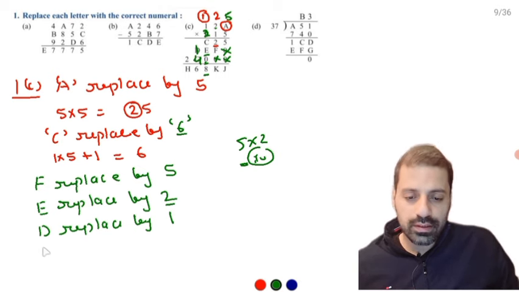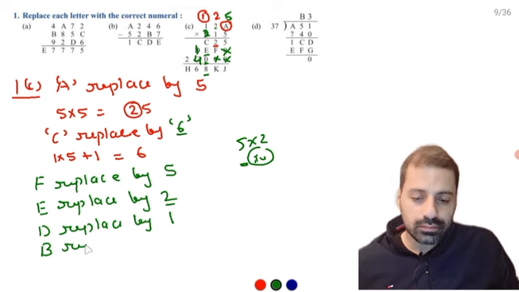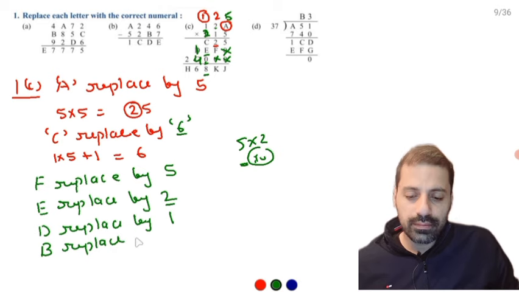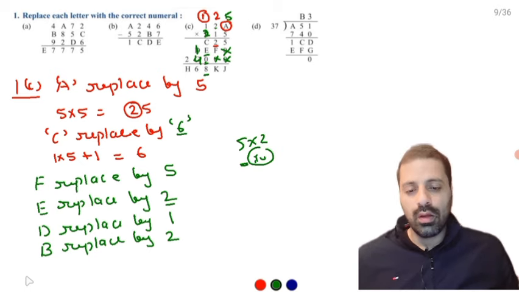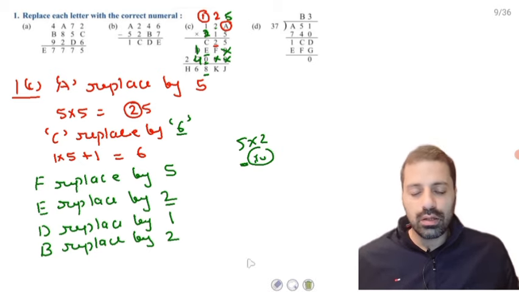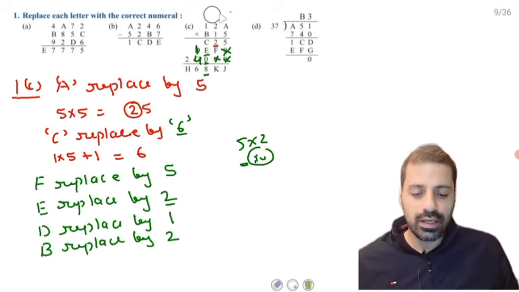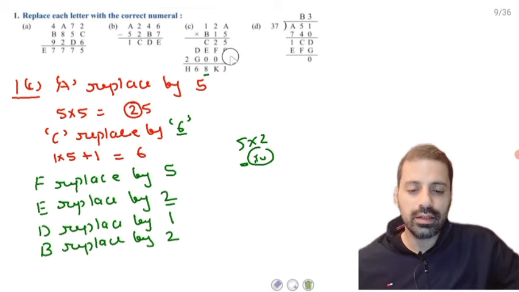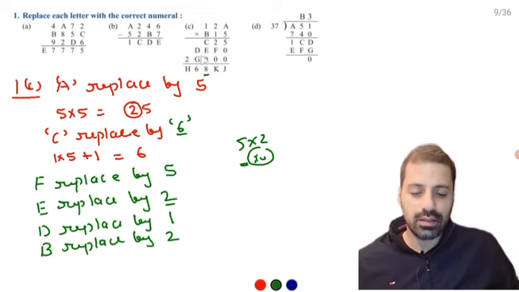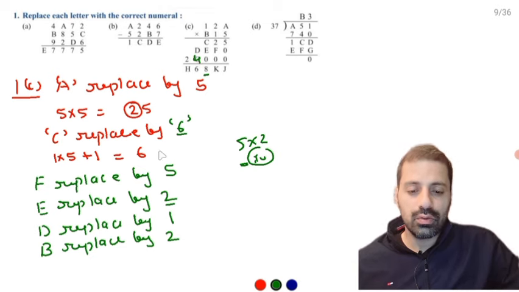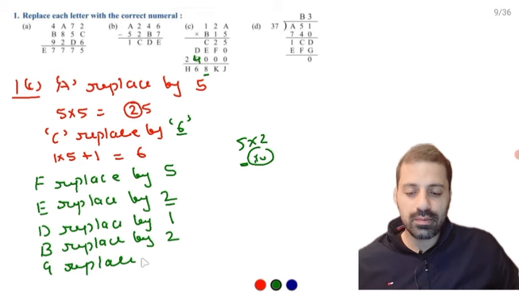So here you can say that b replaced by 2. If b is replaced by 2, then what will g be replaced by? Look here. g will be replaced by 2 2s are 4, so 4 will come here. So g replaced by 4.